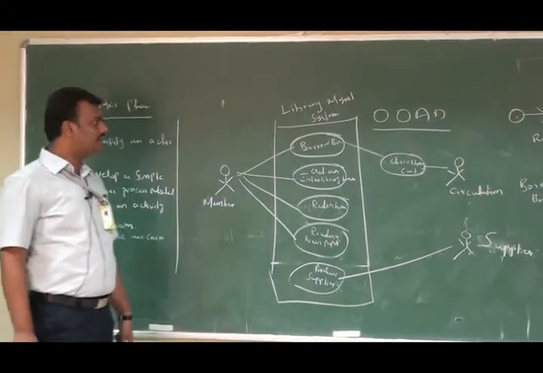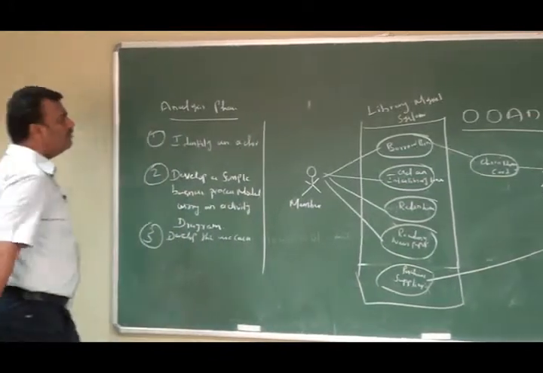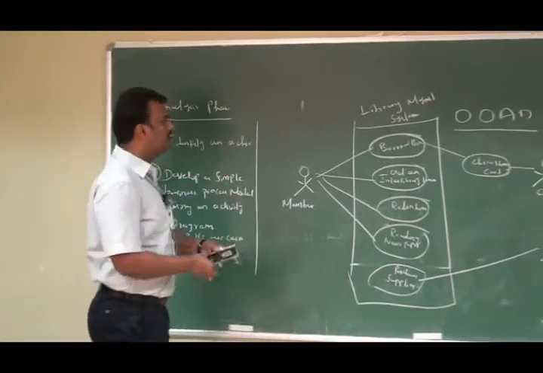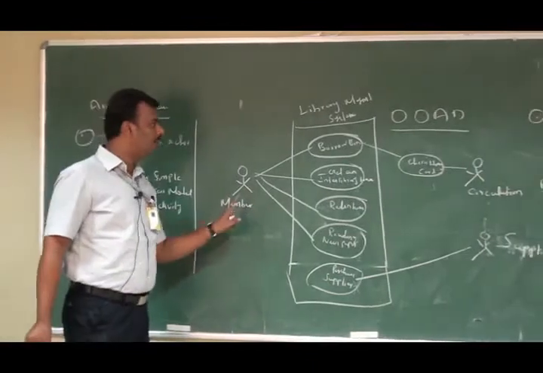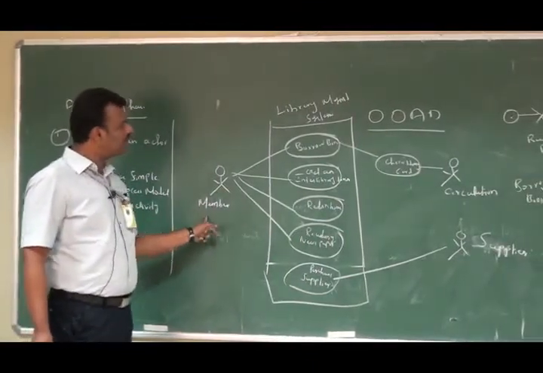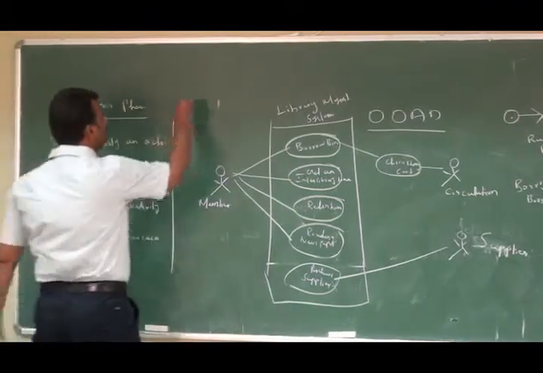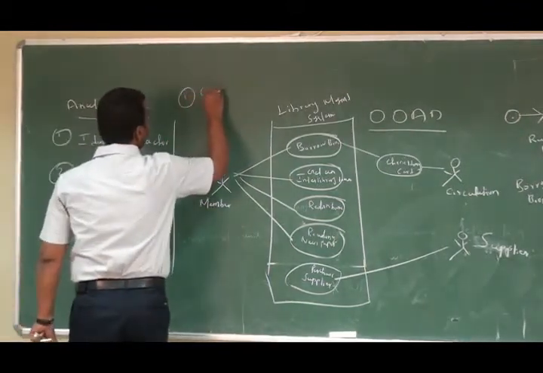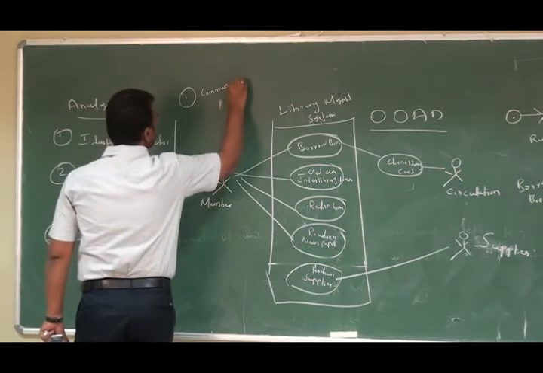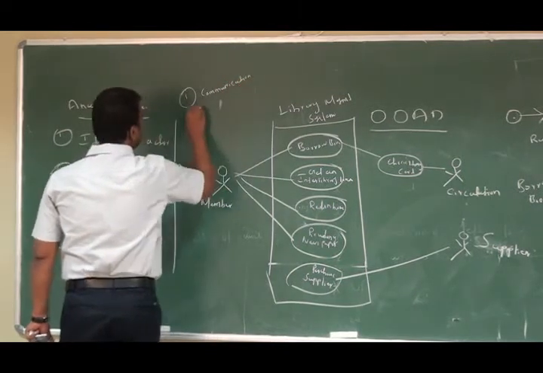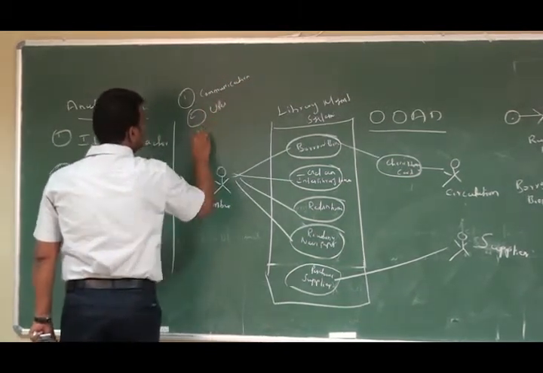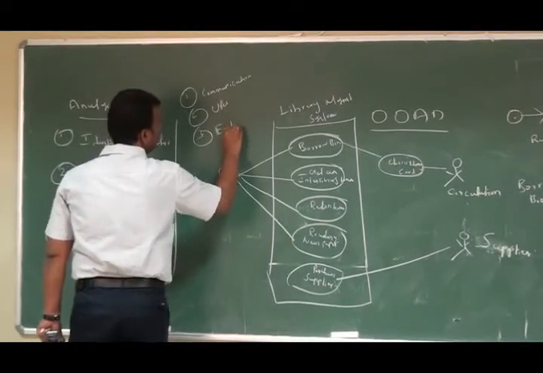Here, what are the different types of communication? There are three types of relationship among the use case diagram. It is called the use case diagram. Okay, what do you mean by use case diagram? The actor communicates with the system's use cases. Okay, what are the three relationships that can be shown in the use case diagram? The first one is the communication, the second is the uses relationship, the third one is the extends relationship.